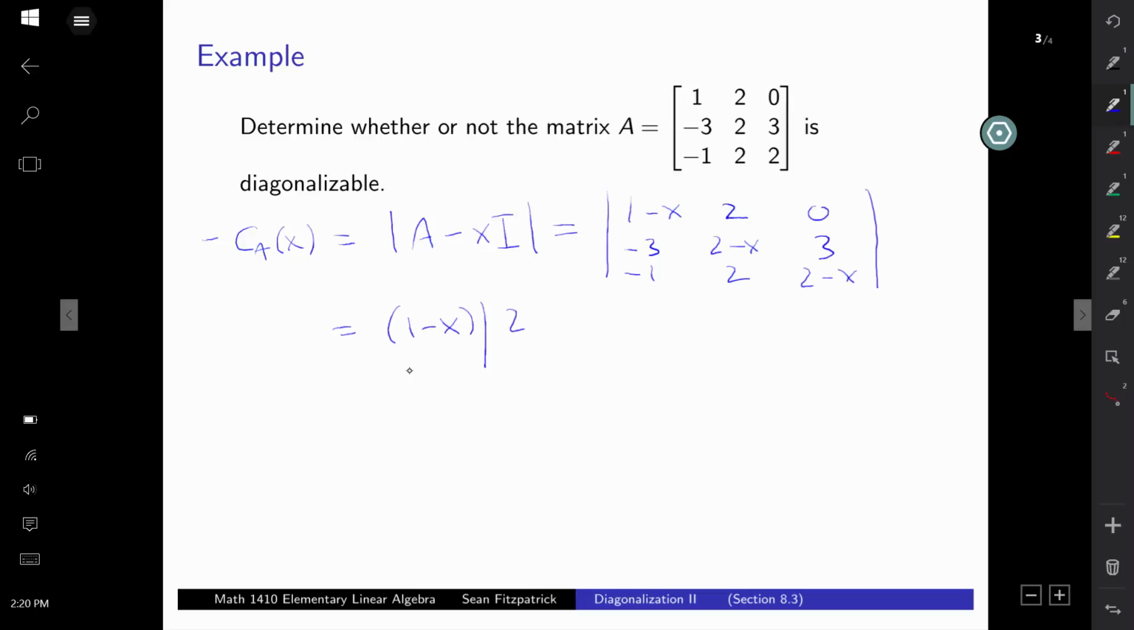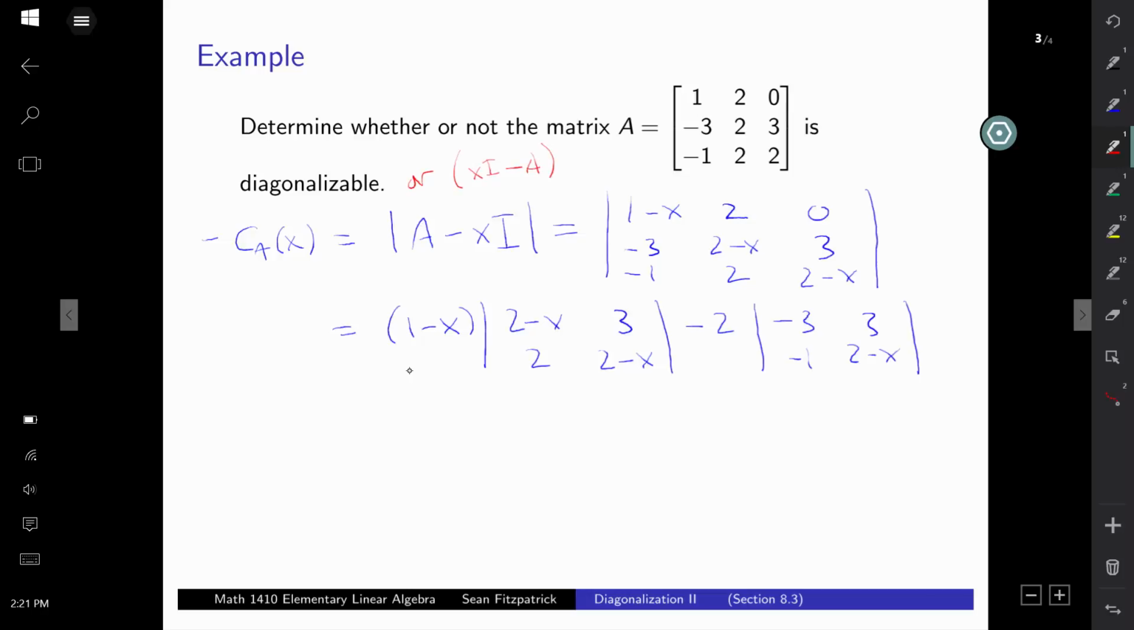1 minus x, 2 minus x, 3, 2, 2 minus x, minus 2, so deleting column 2, row 1, minus 3, 3, minus 1, 2 minus x. All right. So you can see the advantage of doing it this way versus doing, we could have done x times the identity minus A.